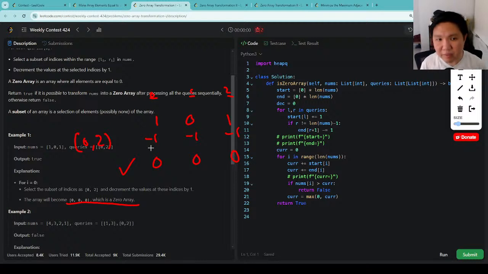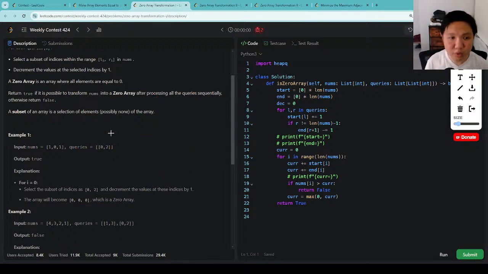Now, the main thing to note is that if you do it naively, if you go through each query and physically subtract 1 from all of these numbers, you would time out right away because you would have O(n) squared. The number of queries is n, and the length of nums is also n, so O(n) squared. That's going to be too slow. Instead, we're going to use something akin to a prefix sum to help us.